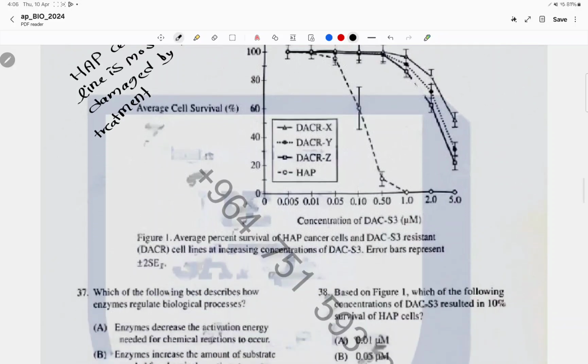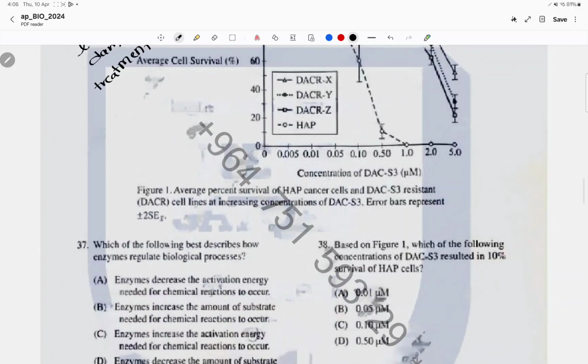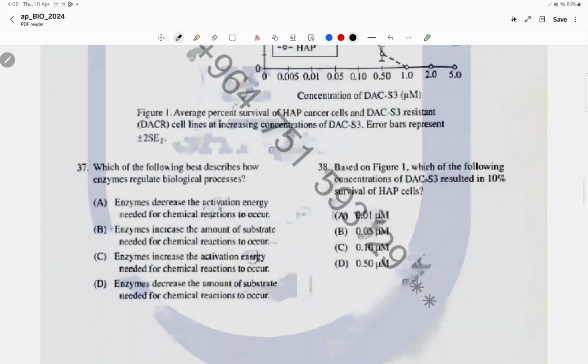Which of the following best describes how enzymes regulate biological processes? So, do they make the activation energy higher? No, they make it lower, right? Do they increase it? No, they don't increase it. Yeah, good.